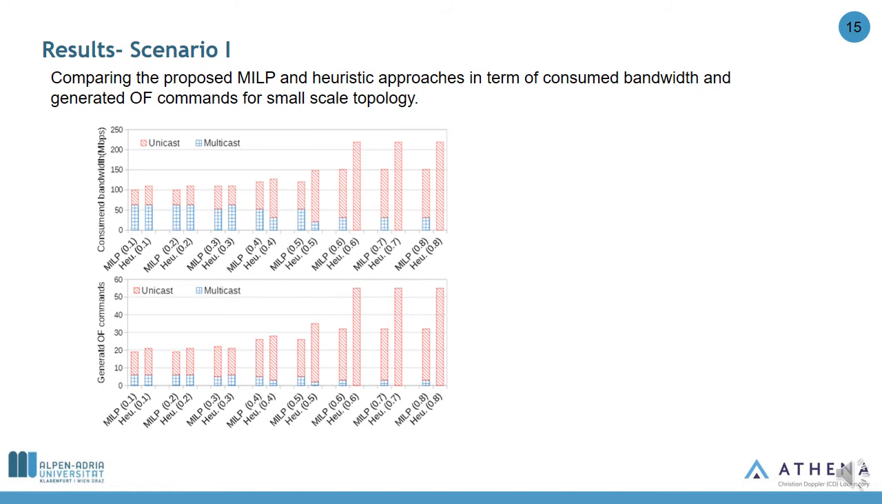We also compared the proposed MILP and heuristic approach in terms of consumed bandwidth and generated ORF commands for a small scale topology. We consider generated ORF commands to show the path selection overhead in the SDN network. As you can see in the figure, by increasing the value of alpha 1, both the consumed bandwidth and generated ORF commands are increased.